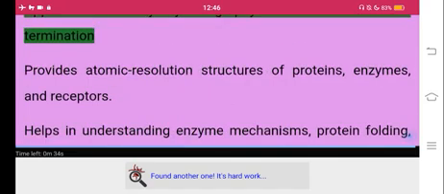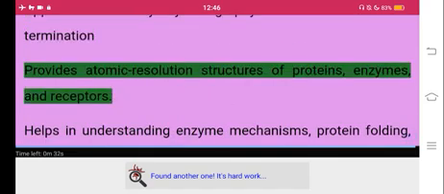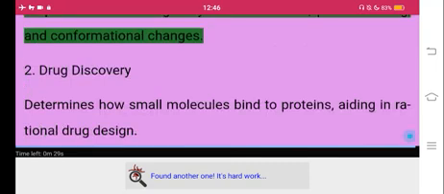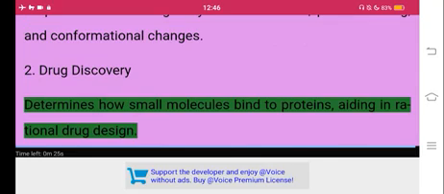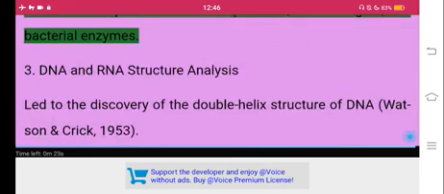Applications of X-ray crystallography. 1. Protein structure determination. Provides atomic resolution structures of proteins, enzymes, and receptors. Helps in understanding enzyme mechanisms, protein folding, and conformational changes. 2. Drug discovery. Determines how small molecules bind to proteins, aiding in rational drug design. Used to develop inhibitors for HIV protease, cancer targets, and bacterial enzymes.